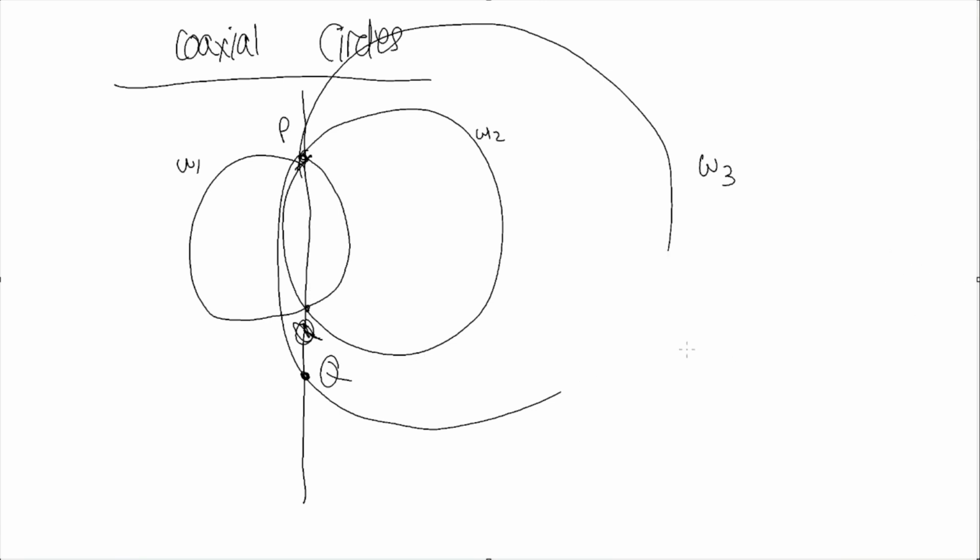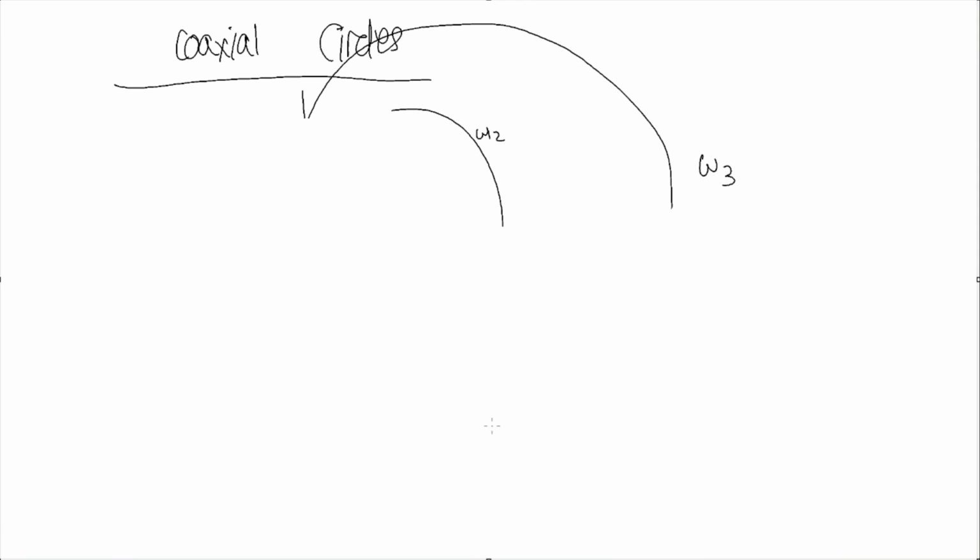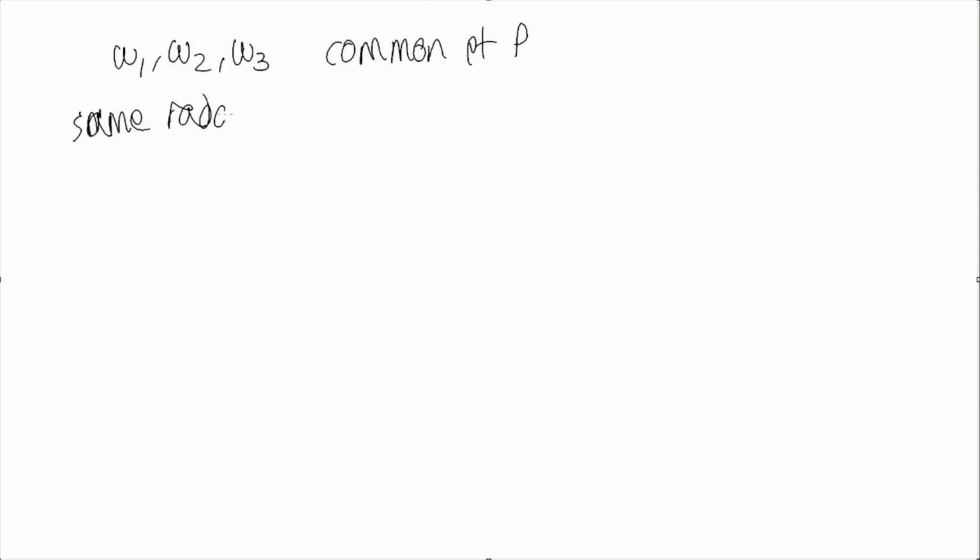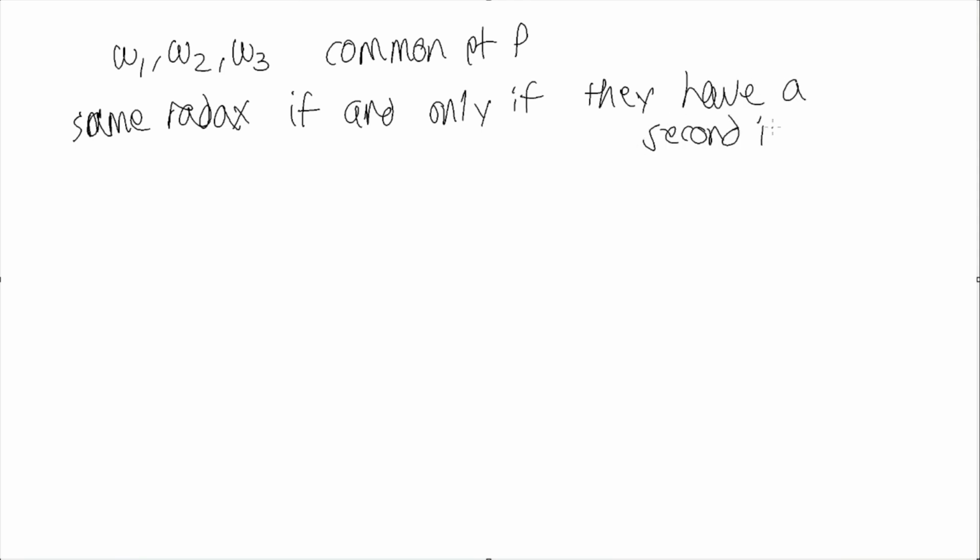So to reiterate, we have the following theorem. So let me go ahead and erase this. If omega 1, omega 2, and omega 3 are circles that have common point P, then they have the same radical axis if and only if they have a second intersection point.